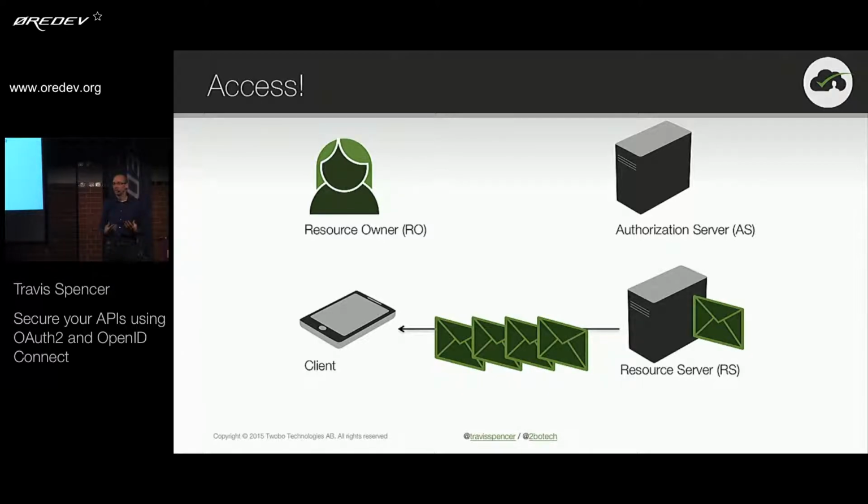There are many defined. This is a popular one called the code flow. But there are others like implicit flow, which you might have heard of, and client credential flow, resource owner password credential flow. But this one is common where the application can keep a secret and can actually authenticate to the token server.